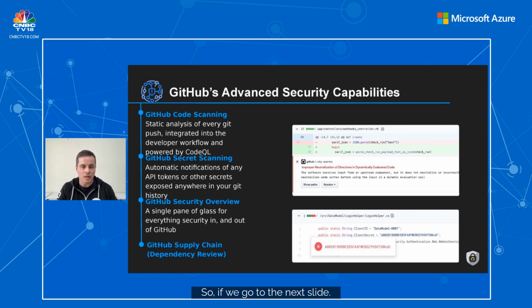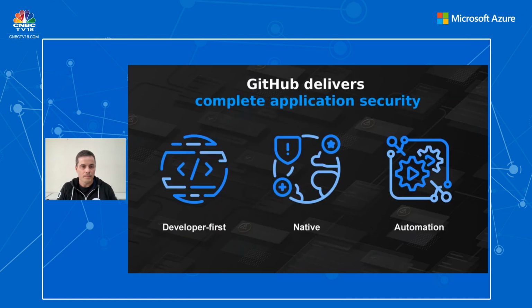So if we go to the next slide, this is just a quick overview. GitHub delivers a complete application security solution. As I said, it's developer first. We believe that if it's not a developer focused tool, then it's really impossible to shift your security left and expect your developers to be able to identify and address security vulnerabilities that are introduced at the development phase.